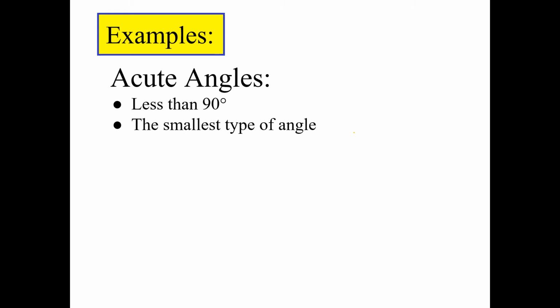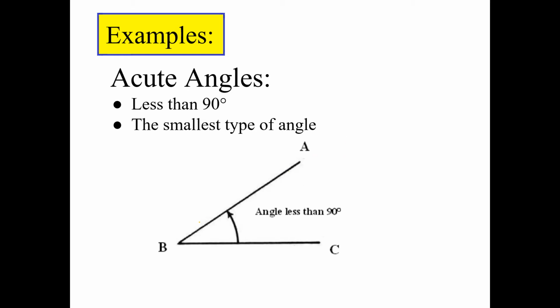So let's look at the first example. So acute angles are angles that are less than 90 degrees, and they are the smallest type of angle. Here's an example. Doesn't really matter how many degrees that is there, as long as it's less than 90. It's technically more than 0, but you're not going to have a 0-degree angle, at least not with this class.